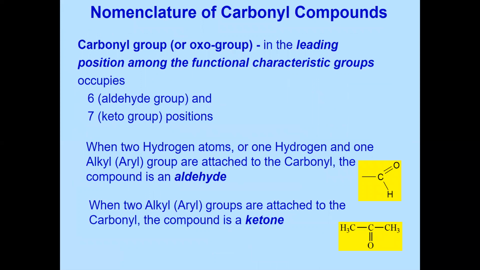Nomenclature of carbonyl compounds. The carbonyl group or oxo group is in the leading position among the functional characteristic groups, the 6th position for the aldehyde group and the 7th position for the keto group. When two hydrogen atoms or one hydrogen and one alkyl or aryl group are attached to the carbonyl, the compound is an aldehyde. When two alkyl or aryl groups are attached to the carbonyl, the compound is a ketone.